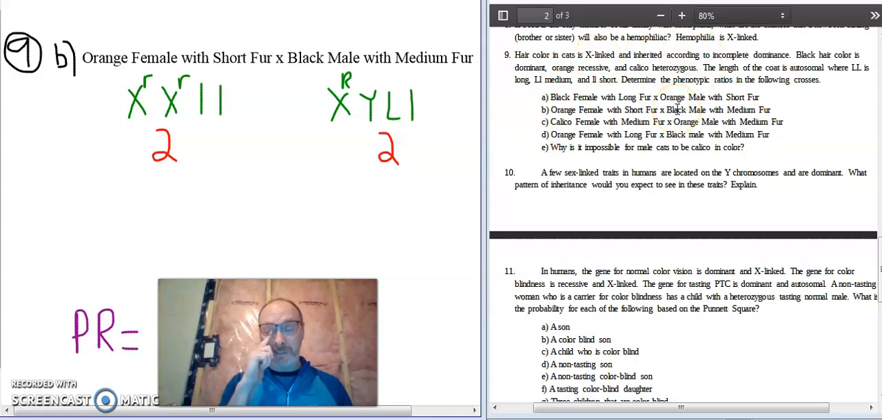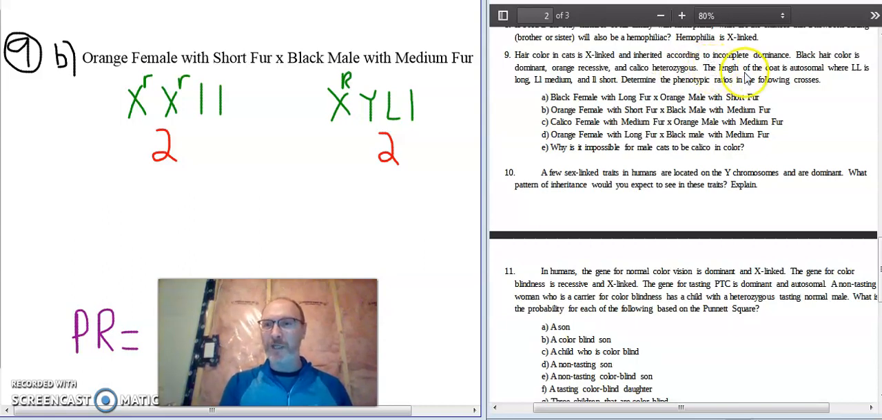The question also says that black hair color is dominant, orange recessive, and calico heterozygous. Okay, so you need two dominant traits on the X chromosomes to produce black hair color. You need two recessive traits on the X chromosomes to produce an orange color. And when you've got a big with a small, right, heterozygous condition, then you're going to get a third phenotype called calico, which we know happens again with incomplete dominance.